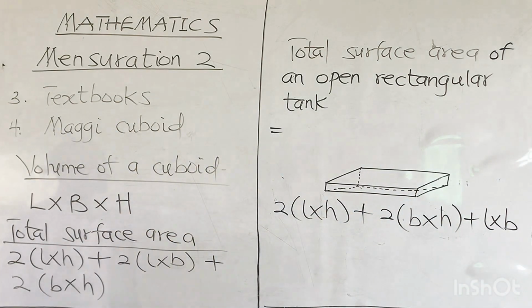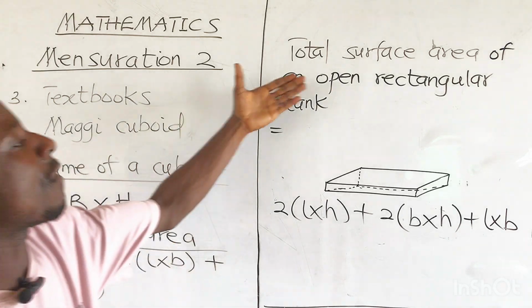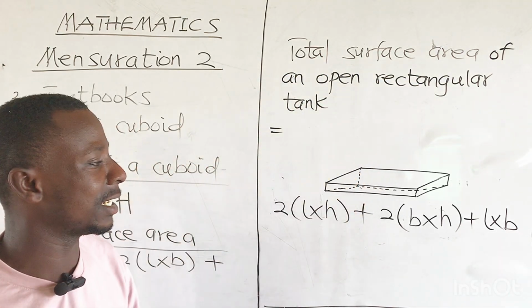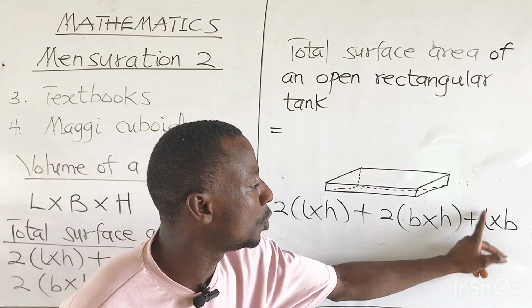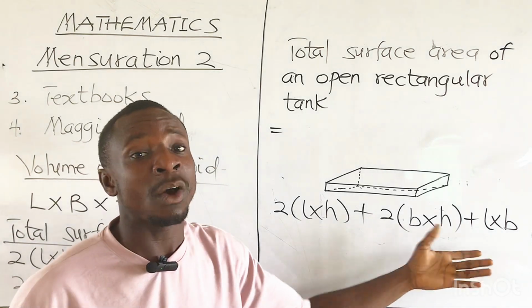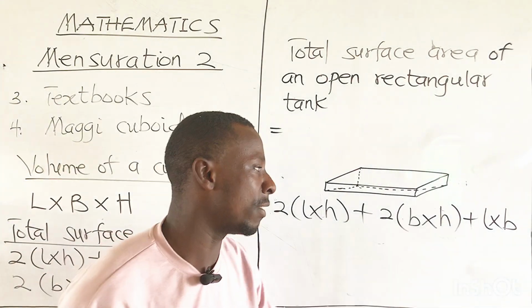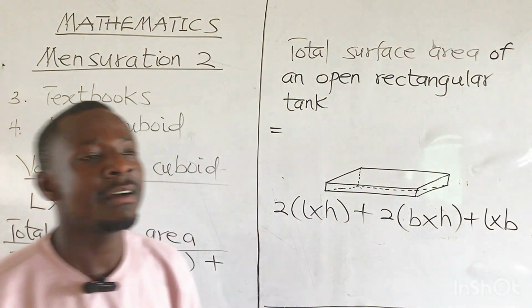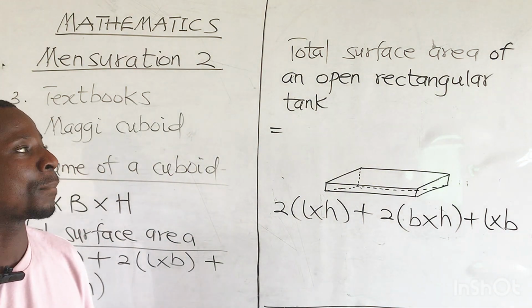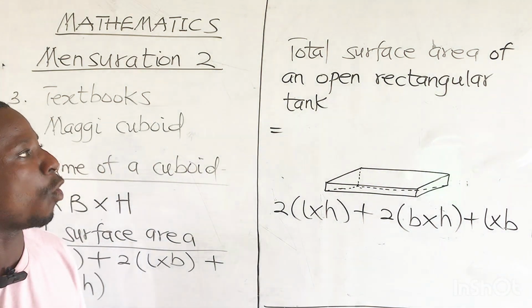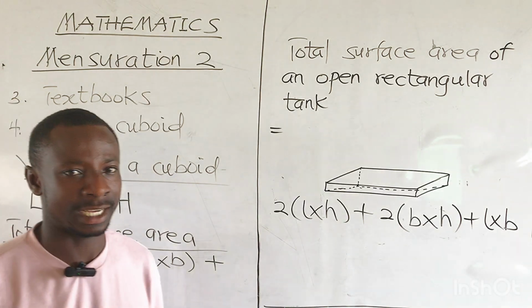So with the total surface area of an open rectangular tank, with the length and breadth, you are not going to multiply by 2. Why? Because the top is off, is not available. So this will be the formula for the total surface area of an open rectangular tank.